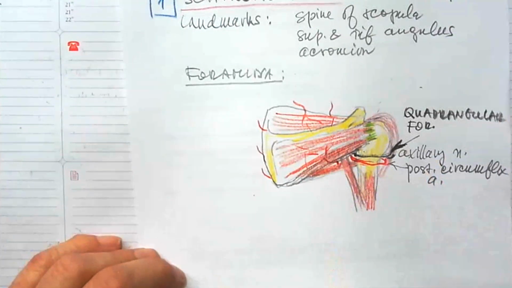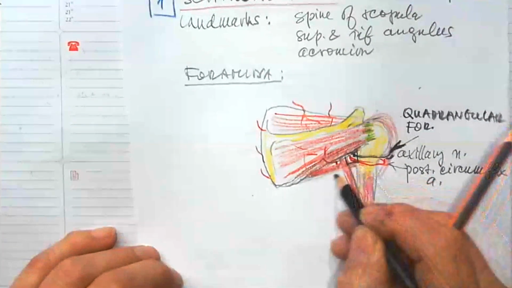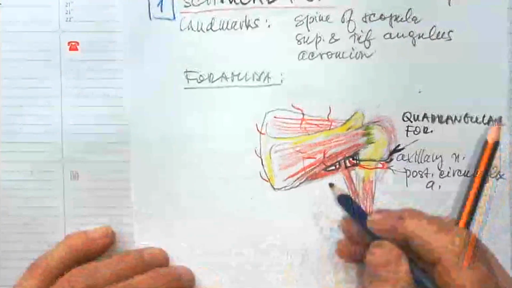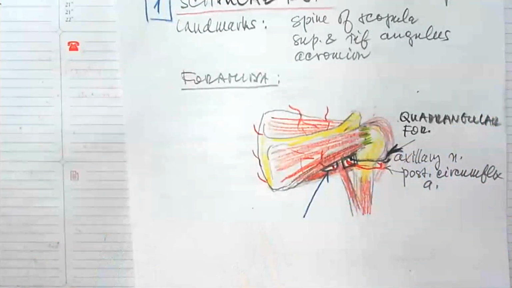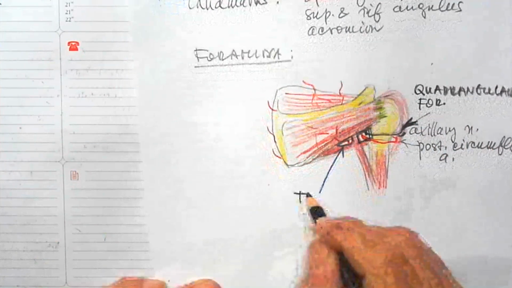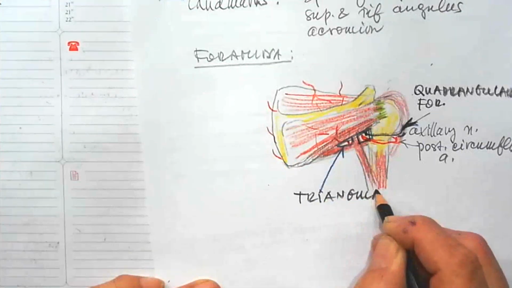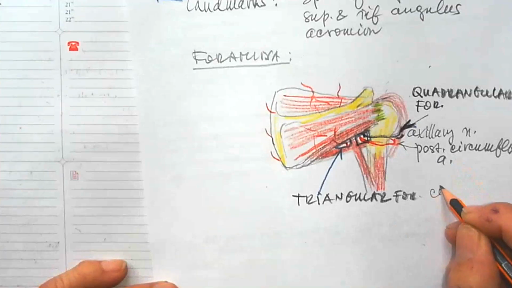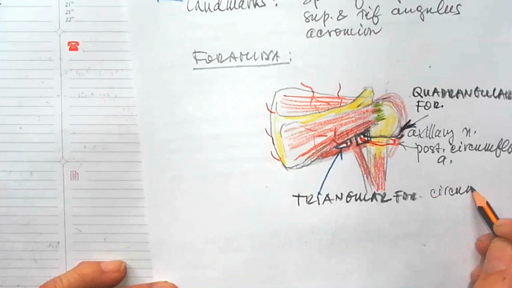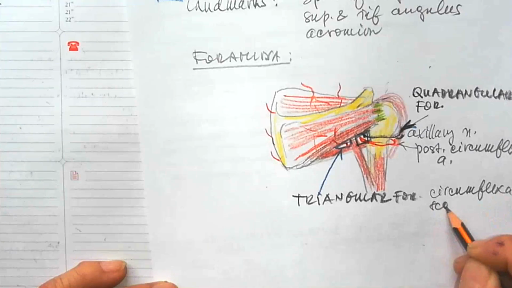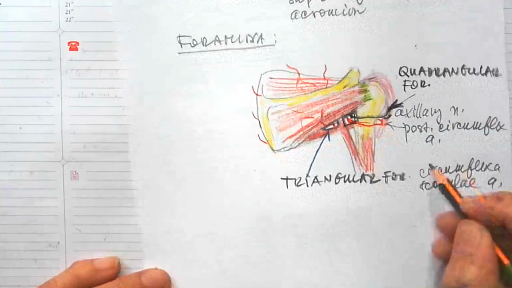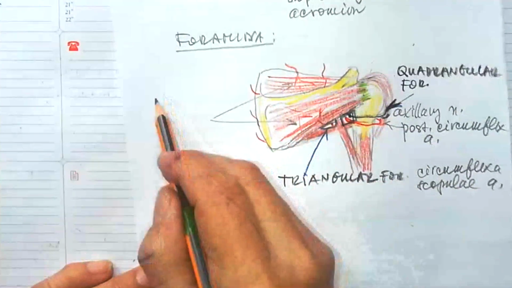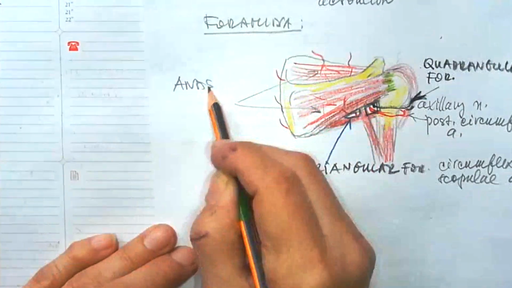Here, this is another foramen. Maybe we can help to see the foramen, maybe using another color, blue. Doesn't matter. This is the triangular. So we call this second foramen triangular foramen. And this foramen contains the circumflexa scapulae artery. Good.